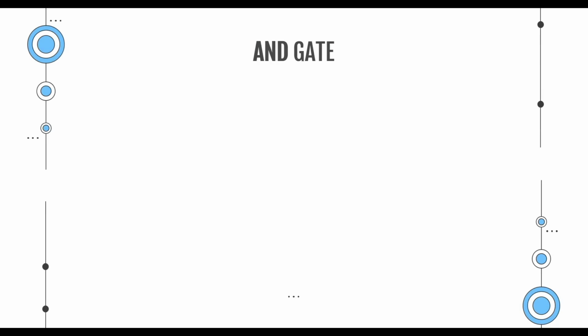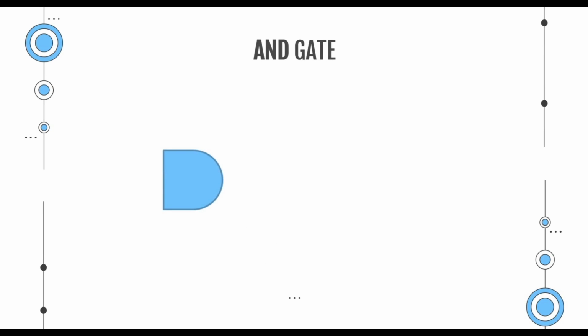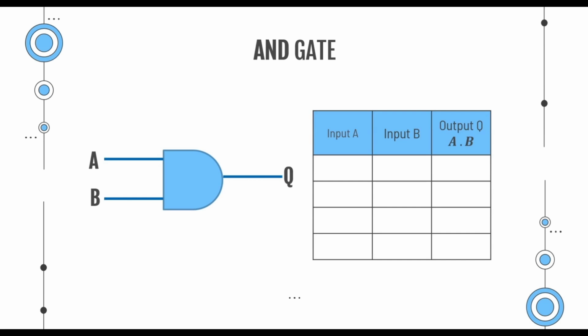As the first gate, we are talking about the AND gate. AND gate is represented by this symbol. It has two inputs which are A and B and has one output. And this is the truth table for the AND gate.